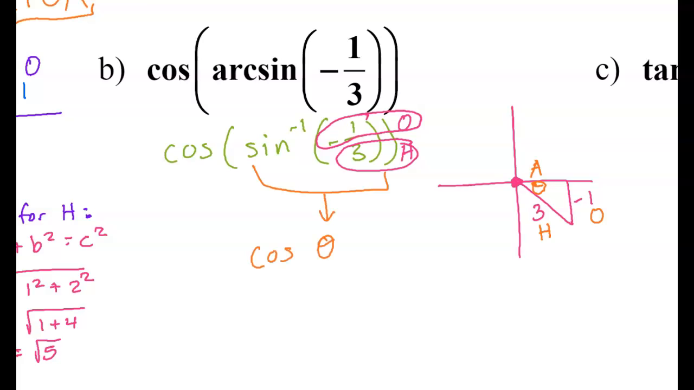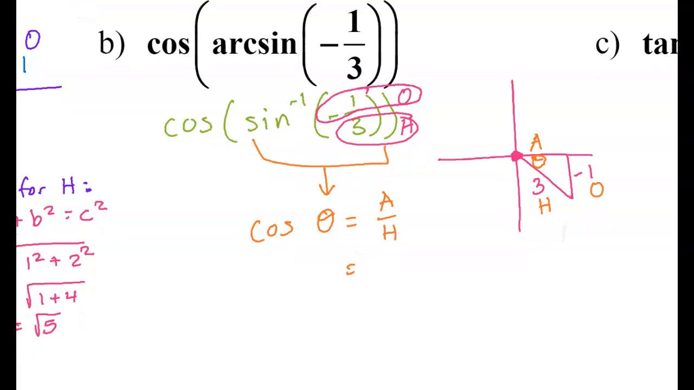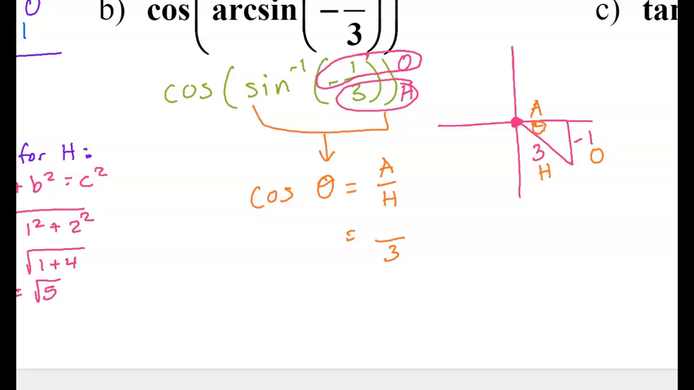Now I'm asking what is the cosine of theta? We know cosine is always A over H. However, I have my H, I am missing my A. What do we have to do to find my adjacent side? Pythagorean theorem again. This time we're missing a leg. Whenever we're missing a leg, what you do is the square root of the hypotenuse squared minus the leg squared.